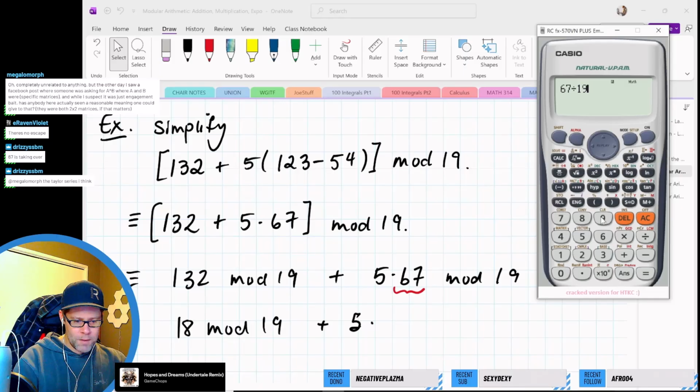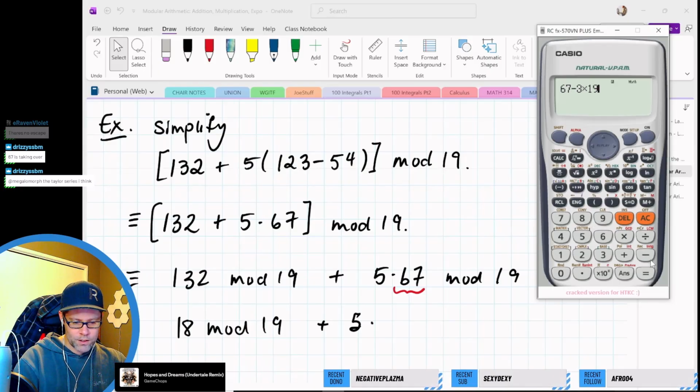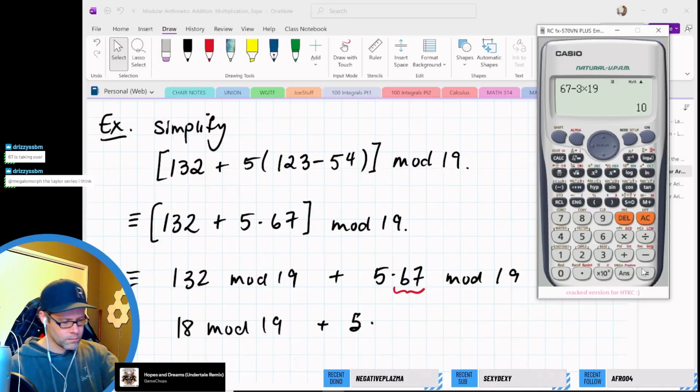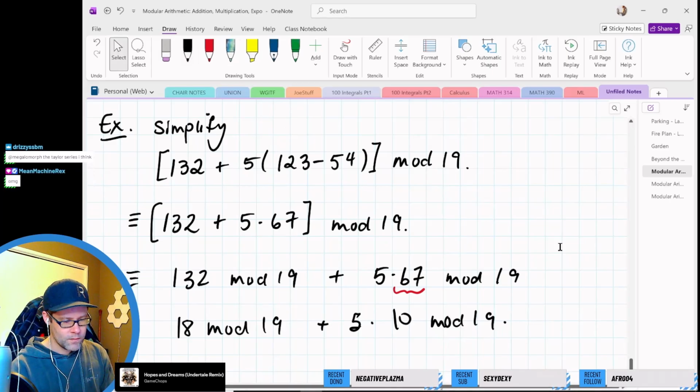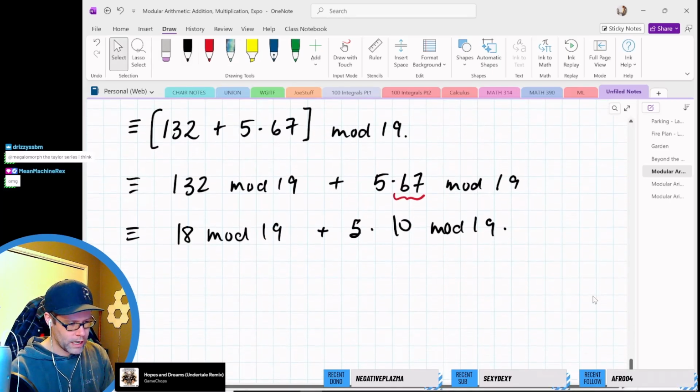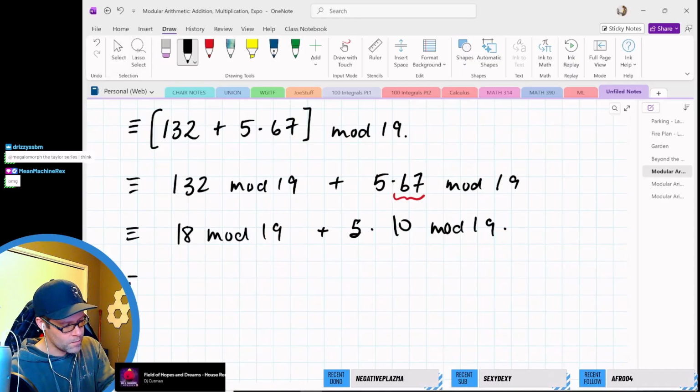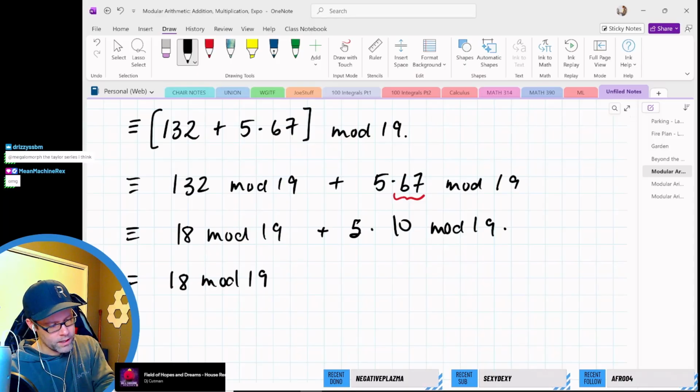How many 19s go in there? 3. So 67, and I take away 3 copies of 19. What's left over? 10. So this will be 5 times 10 mod 19. I'm going to have to update my notes before the incoming group of students gets here. Okay, so we have an 18 mod 19, and then we have a 50.